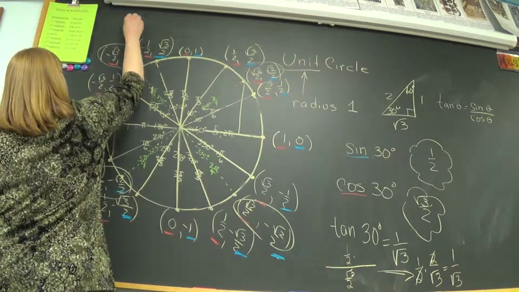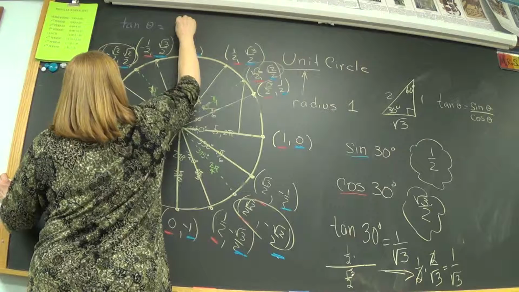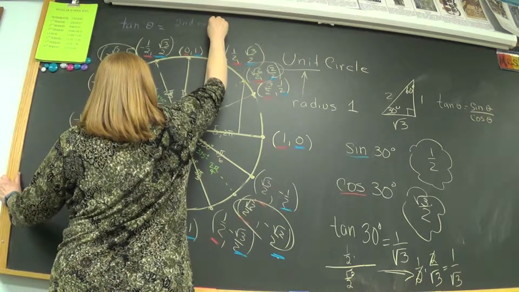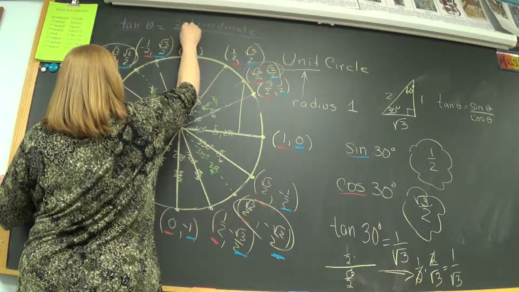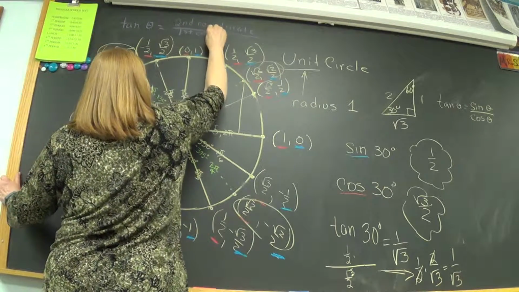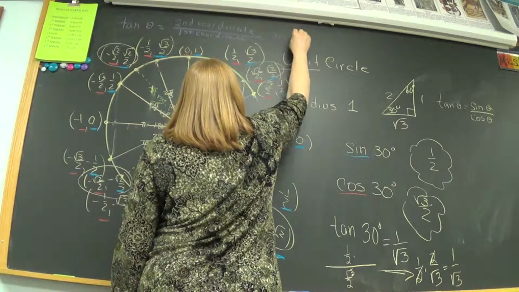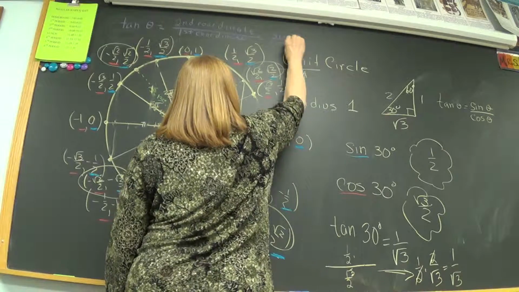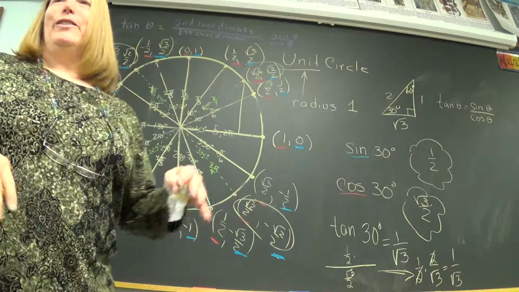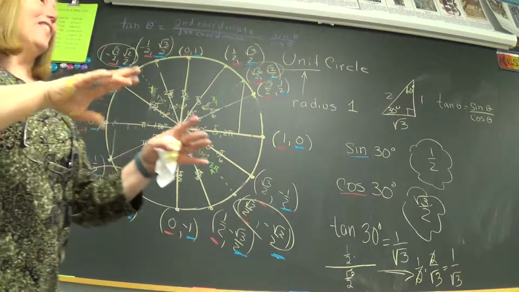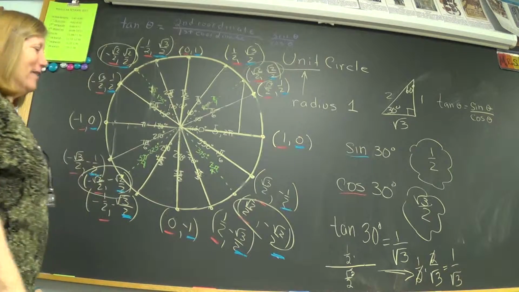So say tangent of an angle equals the sine, or the second coordinate, divided by the first coordinate. Or you could say the sine of the angle divided by the cosine of the angle. Whatever way you want to say it. Or some of you even made it more brief. You said the top value of the sine fraction divided by the top value of the cosine. But I'm not going to write that.